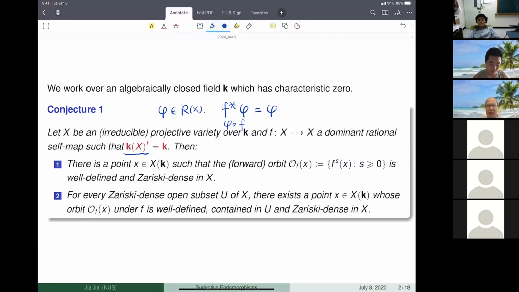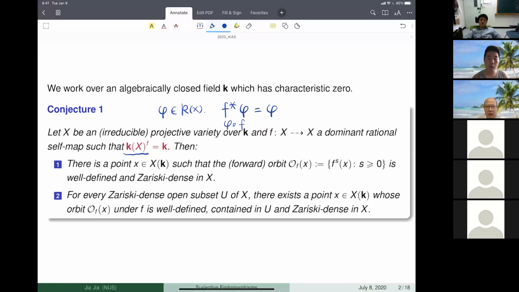And there are two conditions. 1.1 is there exists a closed point such that the forward orbit is well defined and Zariski dense in X. This well defined means for each s greater or equal than 0, F is well defined at F^s(x). This is a classical version.